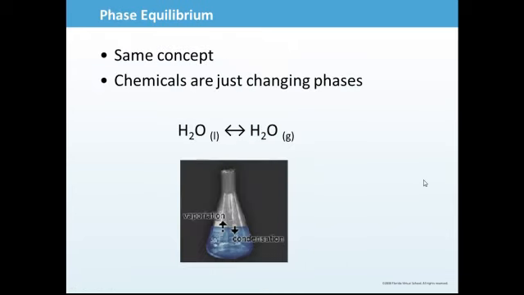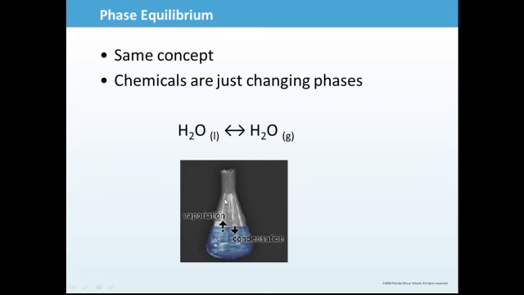Phase equilibrium is the same concept. It's just that the chemicals are only changing phases. They're going from liquid to gas. For an example here, we have liquid water, and it can reach an equilibrium with gaseous water. So let's say we have them in an Erlenmeyer flask, and we were to seal this flask. What you will find is that you will have vaporization of your water molecules.